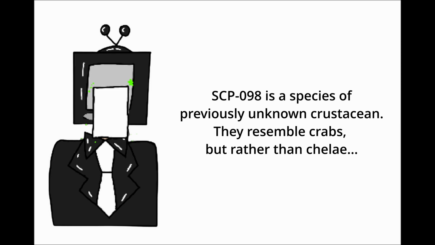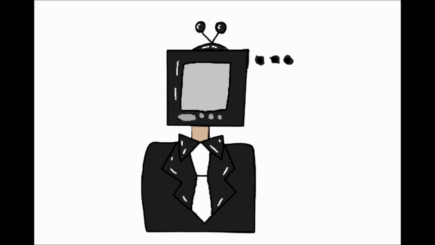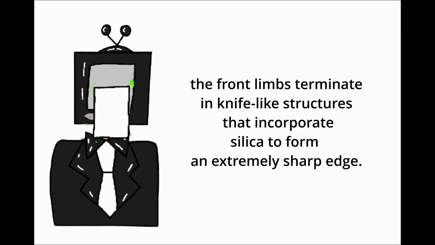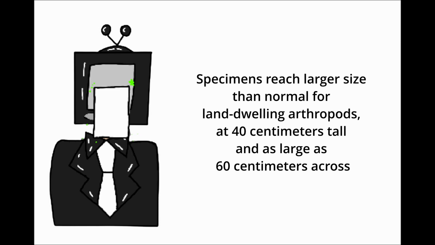SCP-098 is a species of previously unknown crustaceans. They resemble crabs, but rather than chile, I don't think I'm saying that right. The front limbs terminate in knife-like structures that incorporate silica to form an extremely sharp edge. Specimens reach larger size than normal for land-dwelling arthropods at 40 centimeters tall and as large as 60 centimeters across.